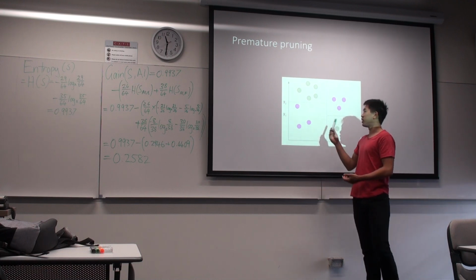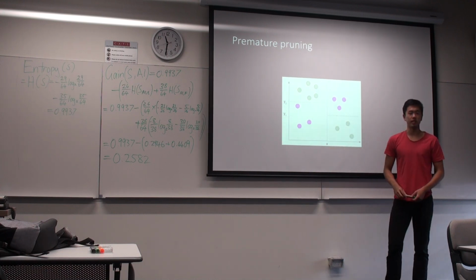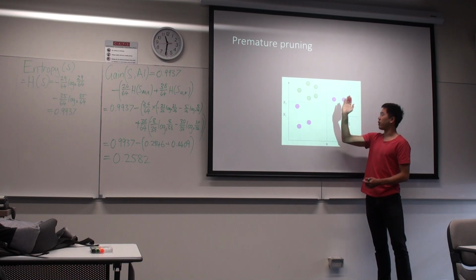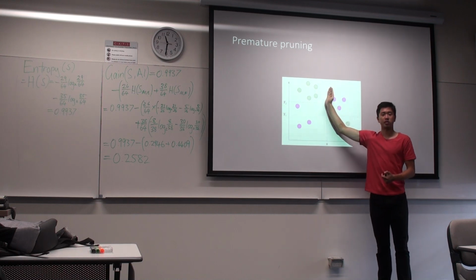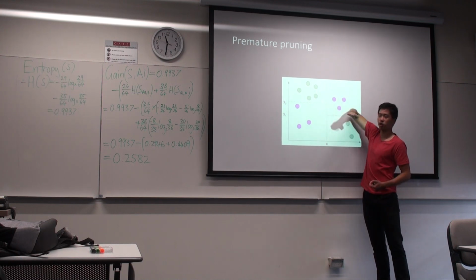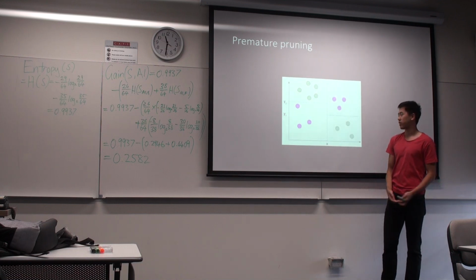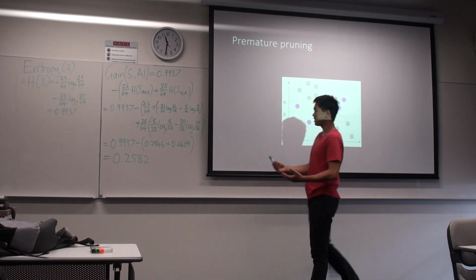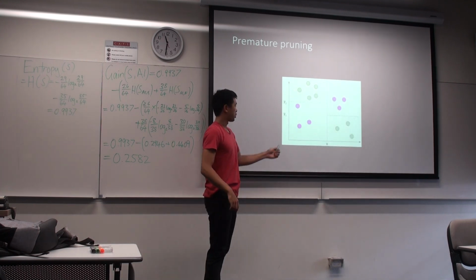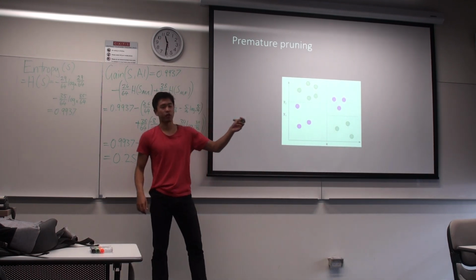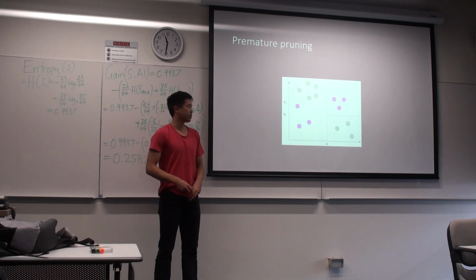So if we don't let this tree go out to completion, it might decide to stop. It might just decide there's no way to split this tree, because any way you try and split it first, nothing will come of it. So in this instance, pre-pruning will actually stop the tree from becoming anything useful.